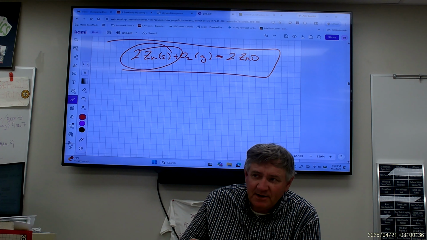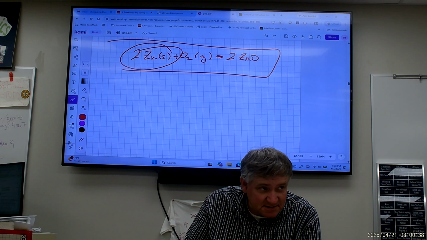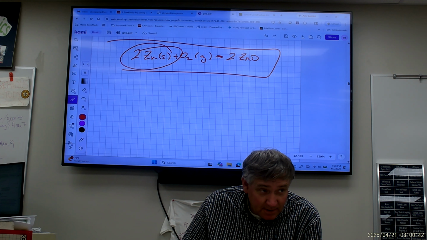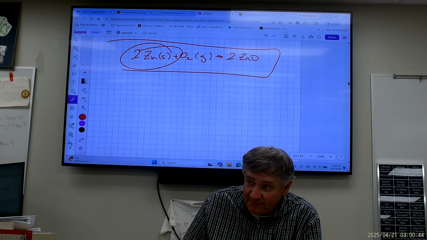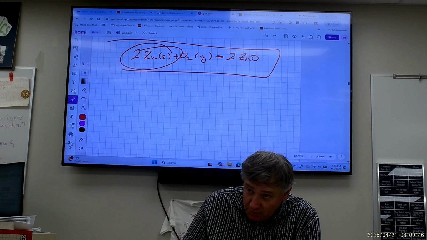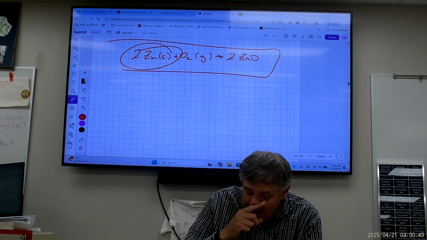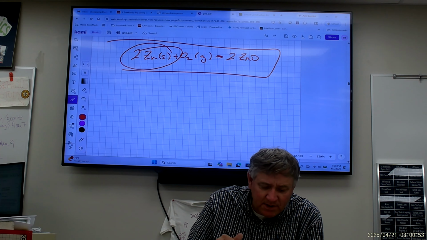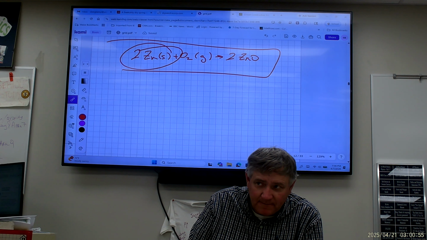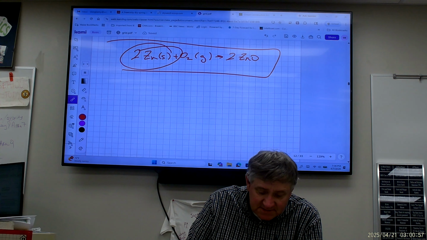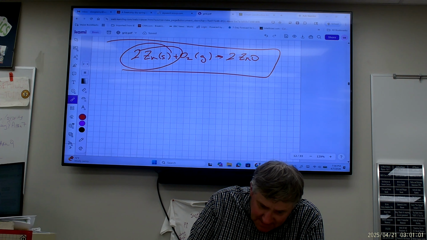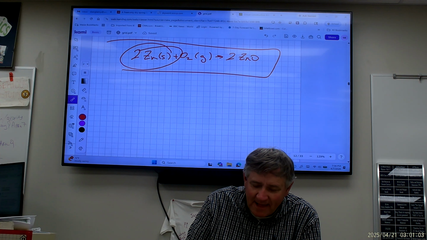Now, here's the advantage of flipping that second one. Mathematically, why does it work? You get a positive E naught value. Okay, it's cool. Hey, that fits. And you can add them together to get the right equation. Now, what are you going to have to do with that second reaction? Flip the sign and add them together.